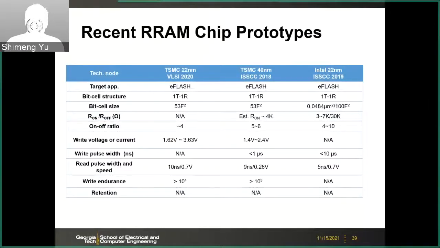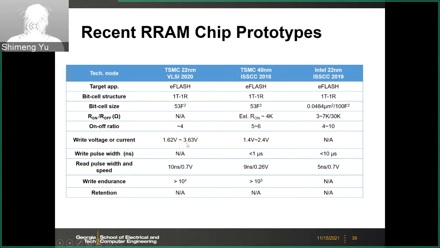So here we have a summary for the recent chip demonstrations for the embedded non-volatile memory. The targeted application is for the EFlash replacement for the embedded non-volatile memory. And here are the cell sizes. For TSMC, actually recently they also reported a 22 nanometer process in VLSI 2020. So I would say TSMC and Intel are on the same page now in terms of the RRAM. And TSMC has a little more compact cell size in terms of F square.